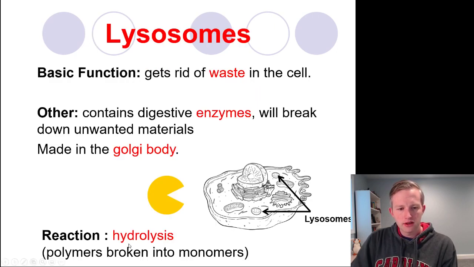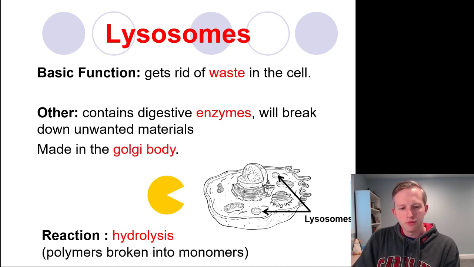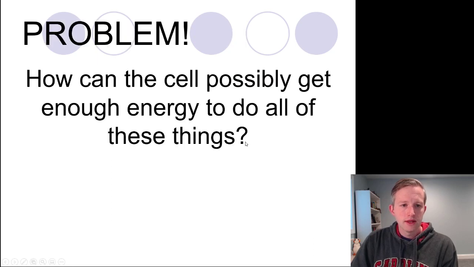Now the reaction it does is called hydrolysis. And we've seen hydrolysis before. As the name implies, it's using water to break something apart. So it's splitting water, putting an H back on one monomer, putting an OH on the other monomer, and you're breaking that back down from polymer to monomer. So as something that's doing breakdown inside of the cell, that's the process of hydrolysis.